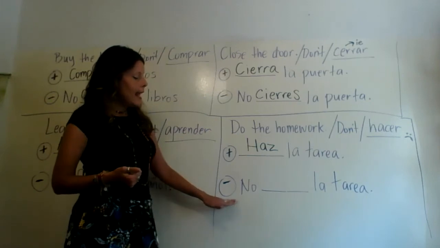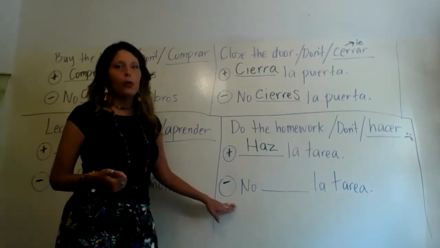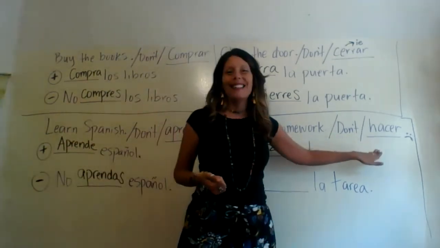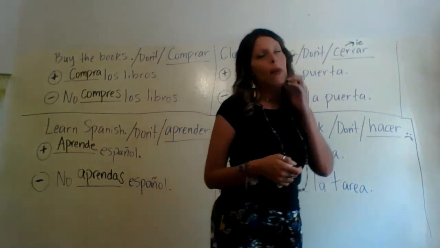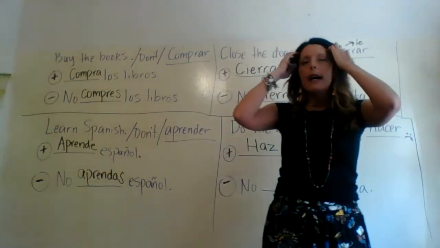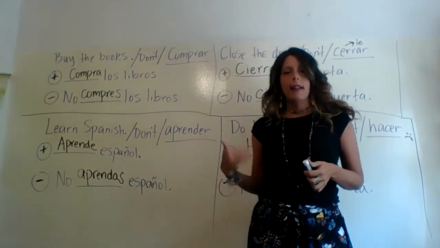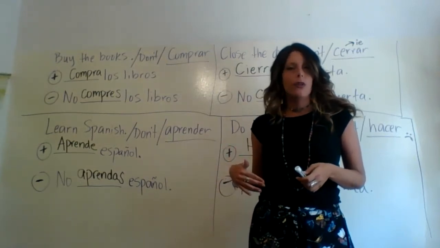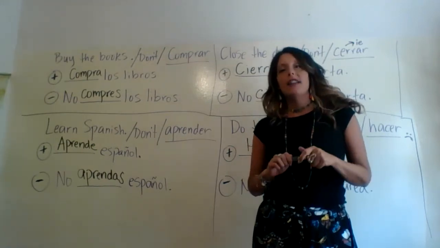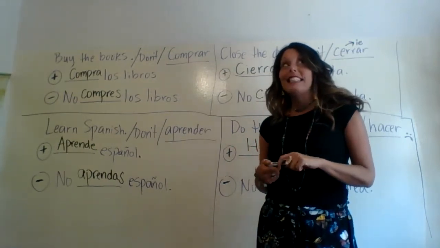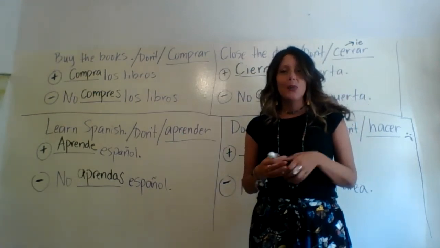But my negative informal tú command with the verb hacer, we can't go through the steps. So remember that the affirmative ones are the ones that you will be memorizing, and the negative ones, we are still going through the steps. So this is where you're going to see spell change verbs come back to haunt us.